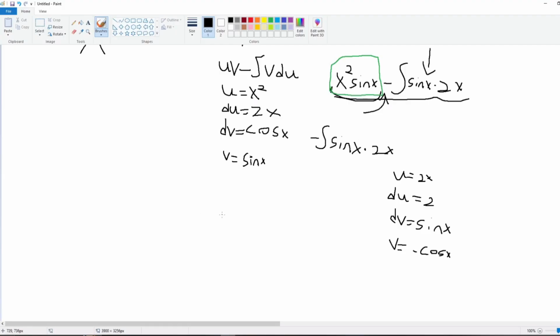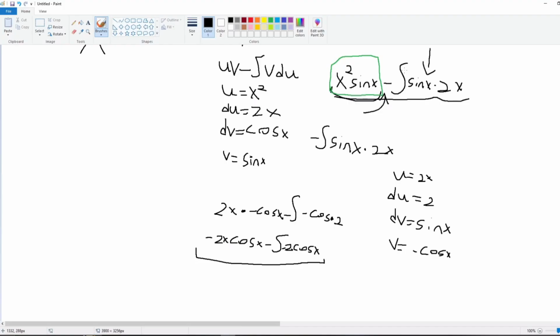So that is going to be u, which is 2x, times v, which is negative cosine x, minus the integral of v, negative cosine x, times the du, which is 2. Now, simplifying this, it is going to give us negative 2x cosine x minus the integral of 2 of negative 2 cosine x. Yay! We have now solved this integral.